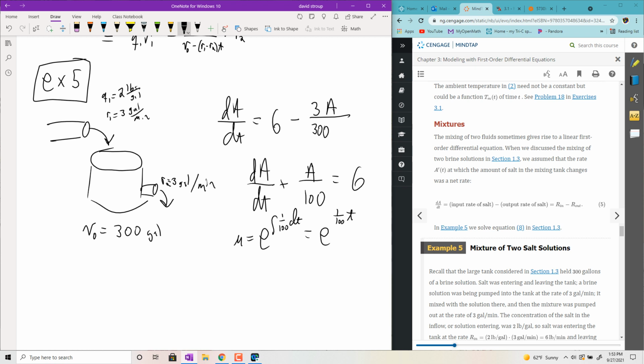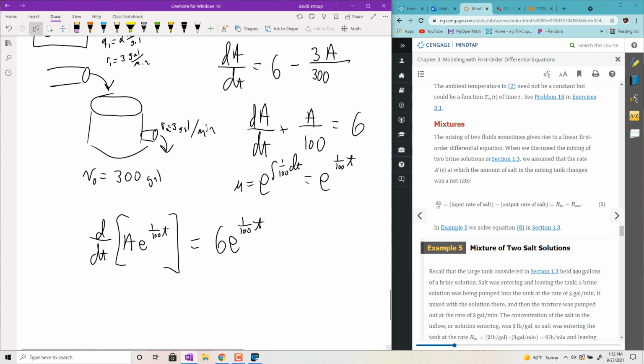Multiply through, collapse the left-hand side, so you get the derivative with respect to t of A times e to the 1 over 100 t. And then on the other side, you'll have 6 times e to the 1 over 100 t. Okay. Integrate both sides.